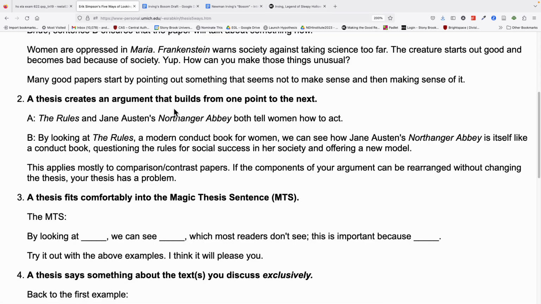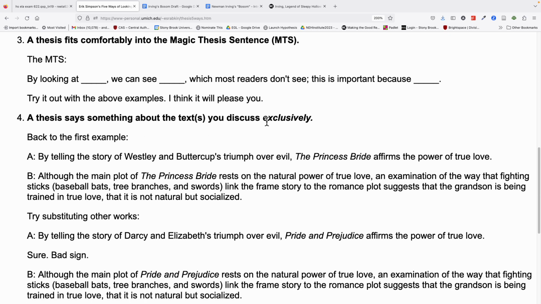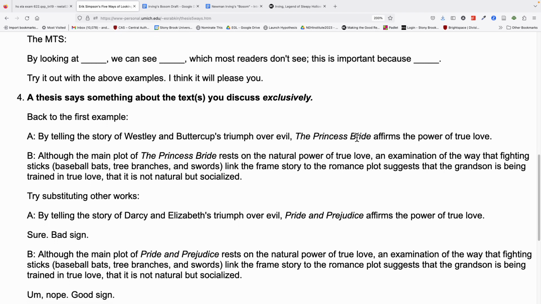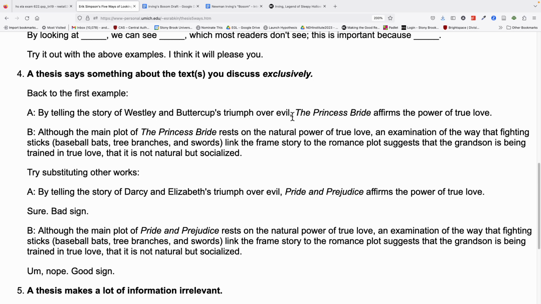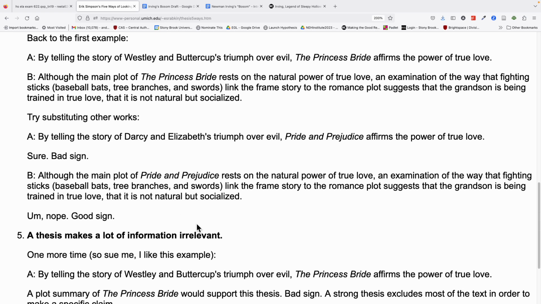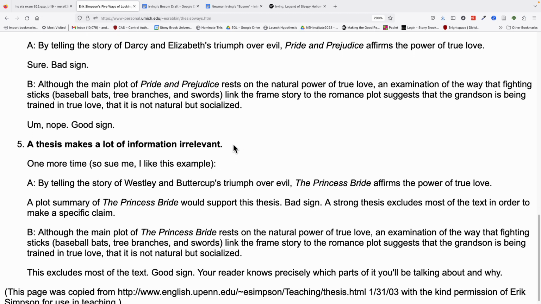I just want to click back here for a second. A thesis says something about the texts you discuss exclusively. So this is two points. We're not going to make this about just one story, and we're not going to have a thesis that could apply to any different works. But also, and this is really what I was thinking of, point 5: it makes a lot of information irrelevant. That is to say, we don't need to write about the entire work. We need to write about a selection of evidence.